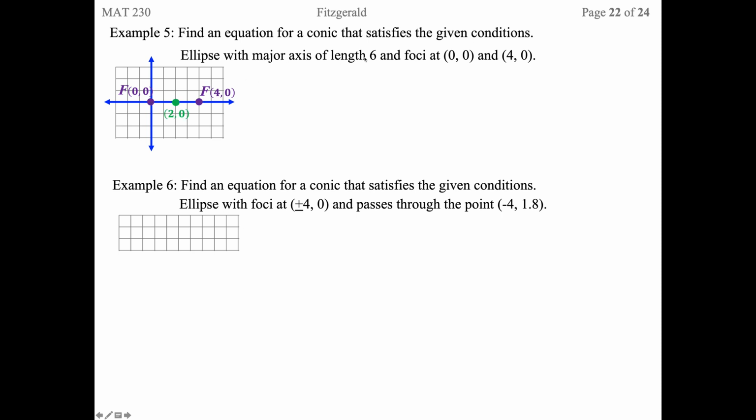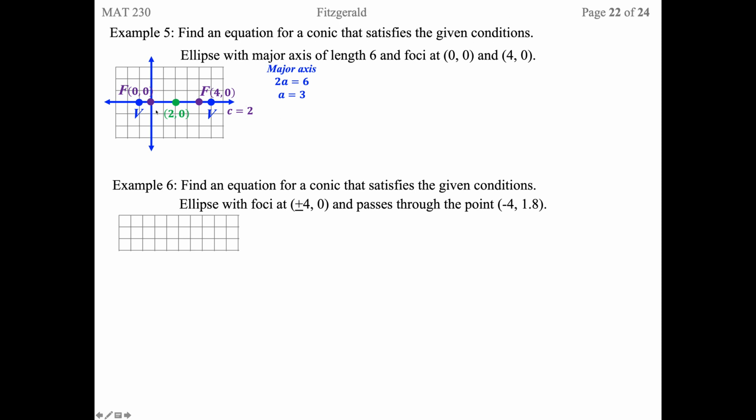Now, the major axis of 6 tells me that 2a is equal to 6, and that way a is equal to 3. So my center, being halfway between my foci, will be at (2, 0). I'll count 3 squares to the right and 3 squares to the left for my vertices. So a is equal to 3 and c is equal to 2.